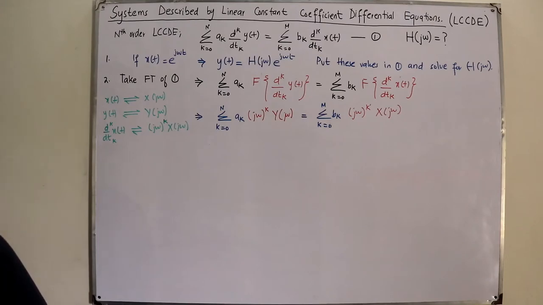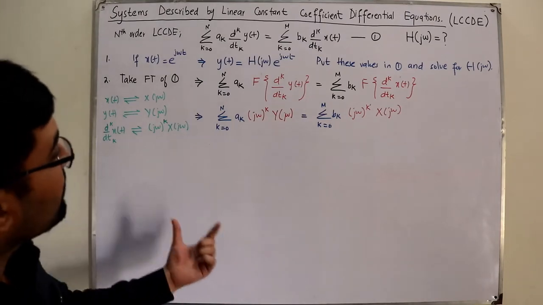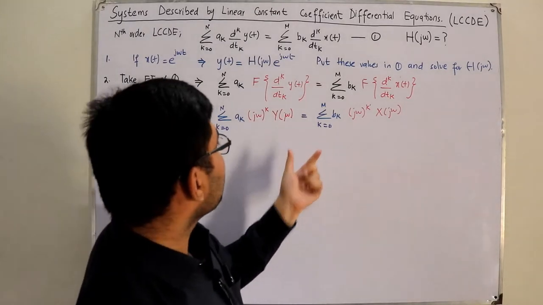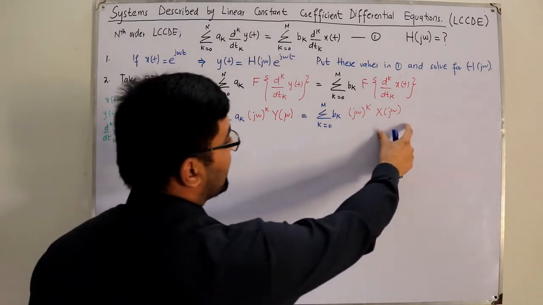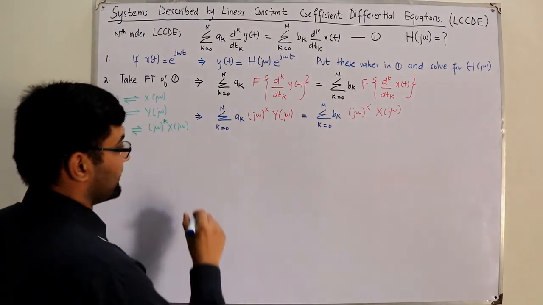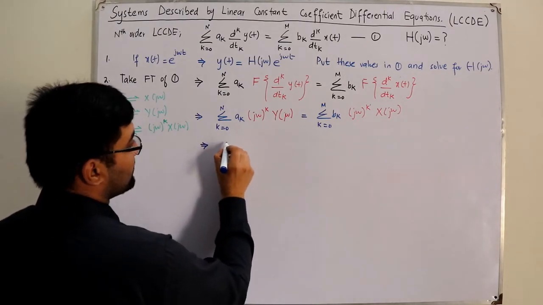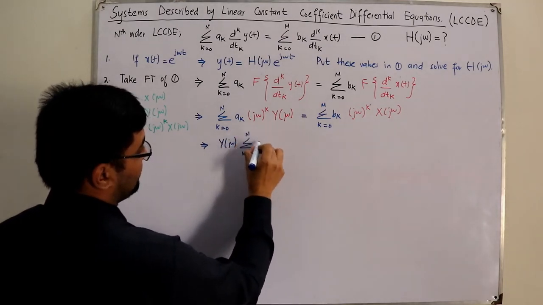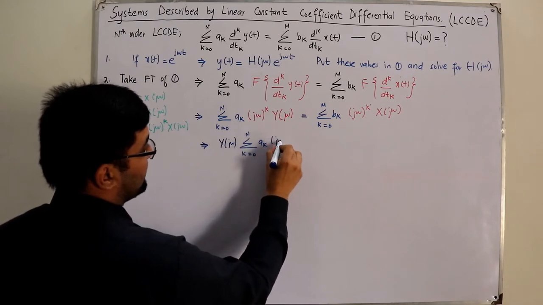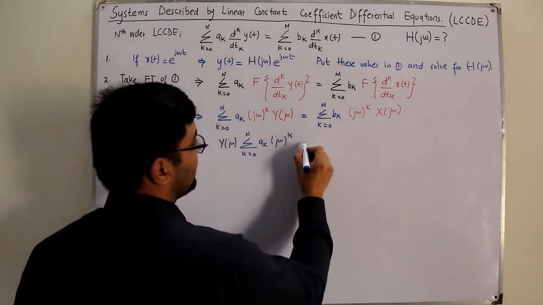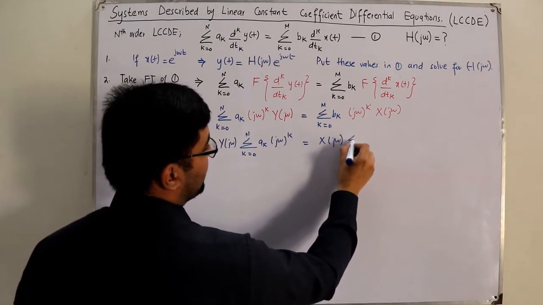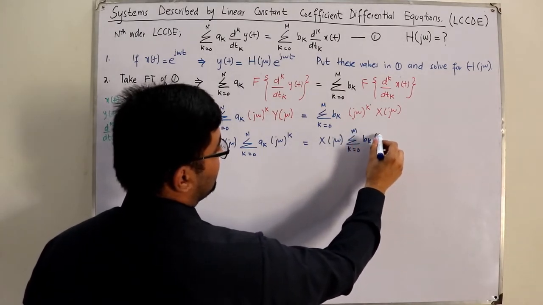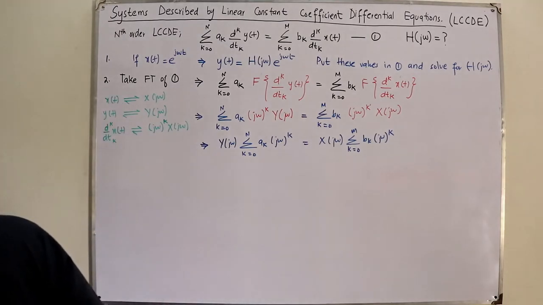Now, this y of j omega has nothing to do with the summation, because summation is with respect to k. This x of j omega also has nothing to do with the summation. I take them outside. So can I not write y of j omega and then the summation ak and j omega to the power k? Fine. And then similarly over here you have x of j omega, and a summation k running from 0 to m bk j omega to the power k, and isn't it like this? It is.